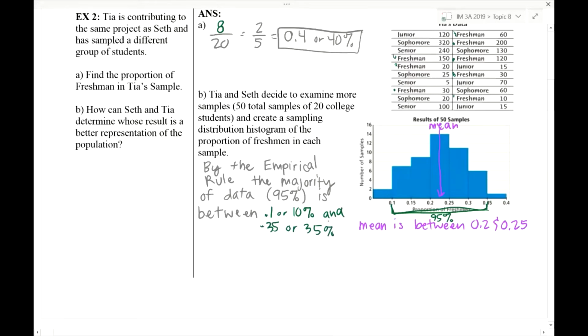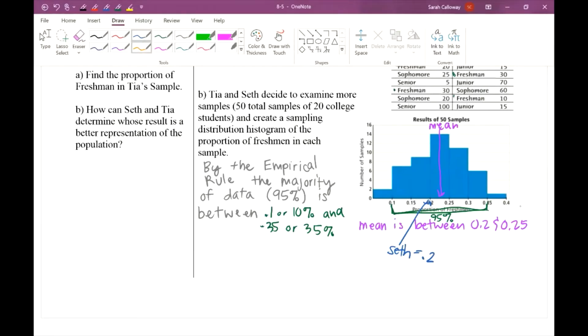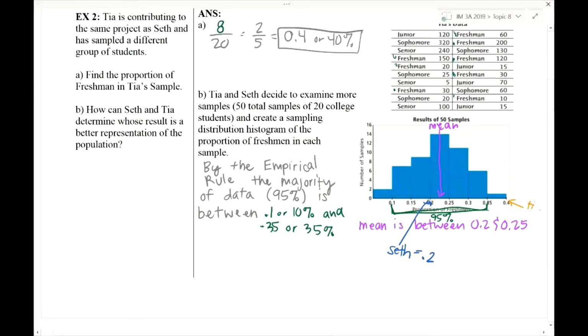So if we think about their data, Seth's mean was here. Seth's proportion was 0.2, and Tia's proportion was 0.4. If we look at our graph, 0.4 technically doesn't even have any values, because this goes from 0.35 to 0.39999, all the way up to 0.4. So looking at this, which of the 2 is closer to the mean based on this distribution?